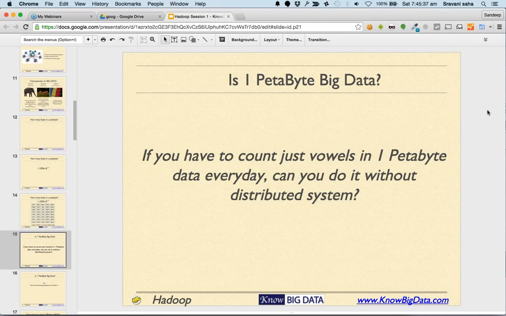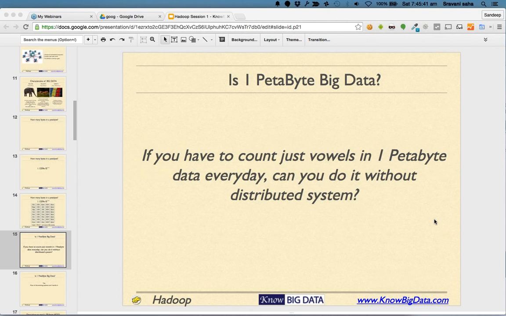Okay. So is the problem statement clear to you? Let's say you have 1 petabyte of data and all you want to do is read the data every day from end to end and count the number of vowels in this data, which means you will have to go through the whole data from end to end counting the number of vowels, assuming every day the data is completely being modified in unpredictable ways. So can you do it using a single computer?